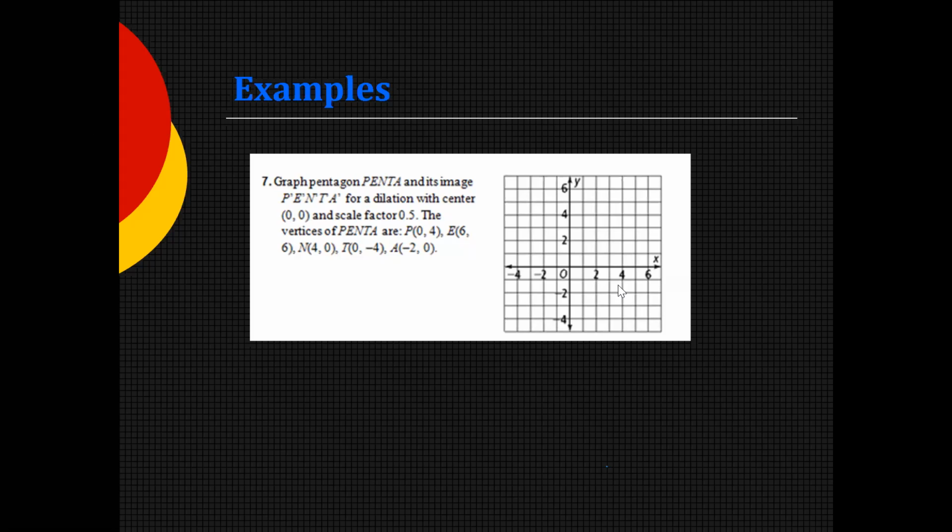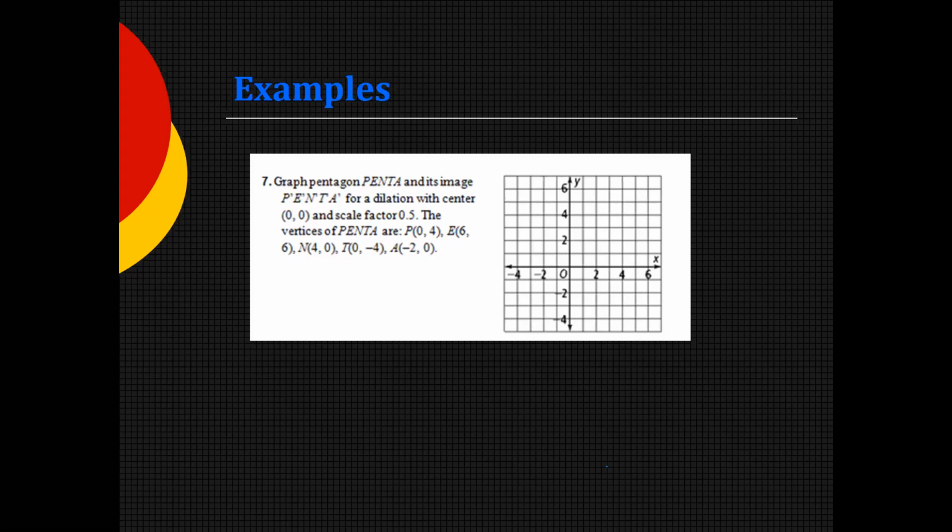So Miss, P prime is 0 and 2. Very good. P prime is 0 and 2. Okay, what about E prime? 0.5 is like saying a half, remember that. Yes, miss.